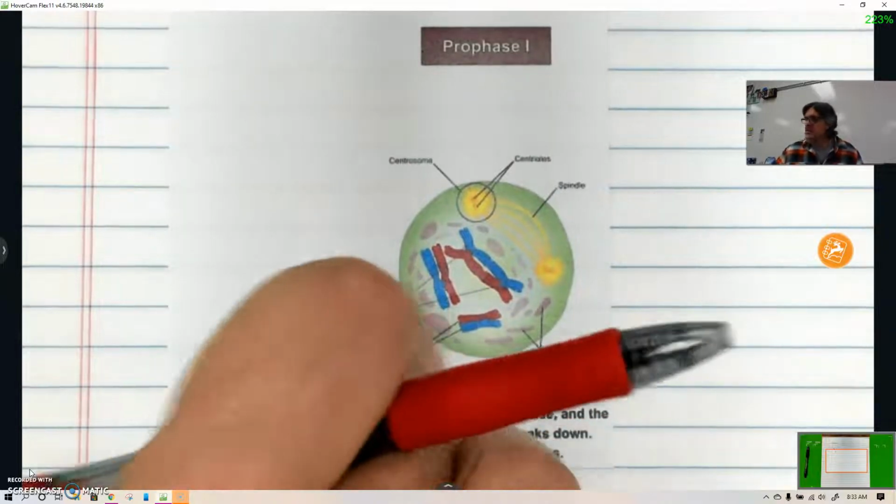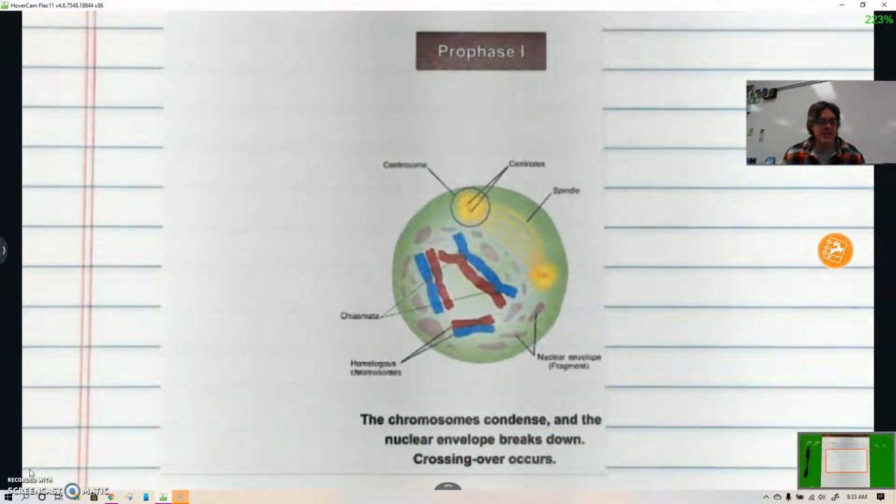Remember that the only cells in your body that are going to go through these 8 stages are your sex cells. We call those your gametes, okay? Not your somatic cells like skin and muscle, okay?